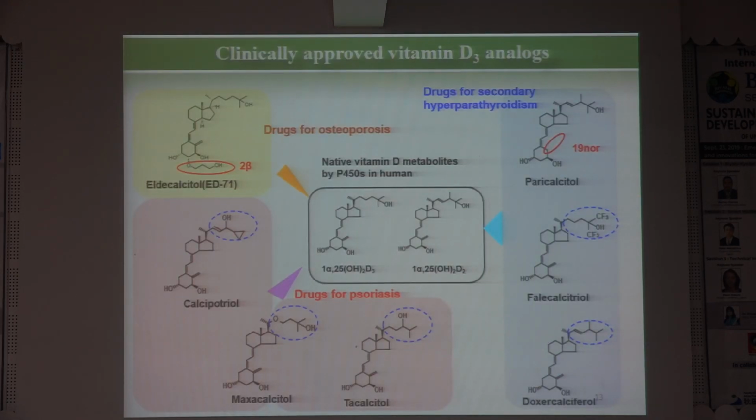Now this slide is showing some clinically approved vitamin D3 analogues. For example, eldecalcitol or ED71. This is the first vitamin D analogue that was clinically approved in Japan in 2011 for the treatment of osteoporosis. And there are some other analogues that are clinically used for the treatment of psoriasis and secondary hyperparathyroidism.